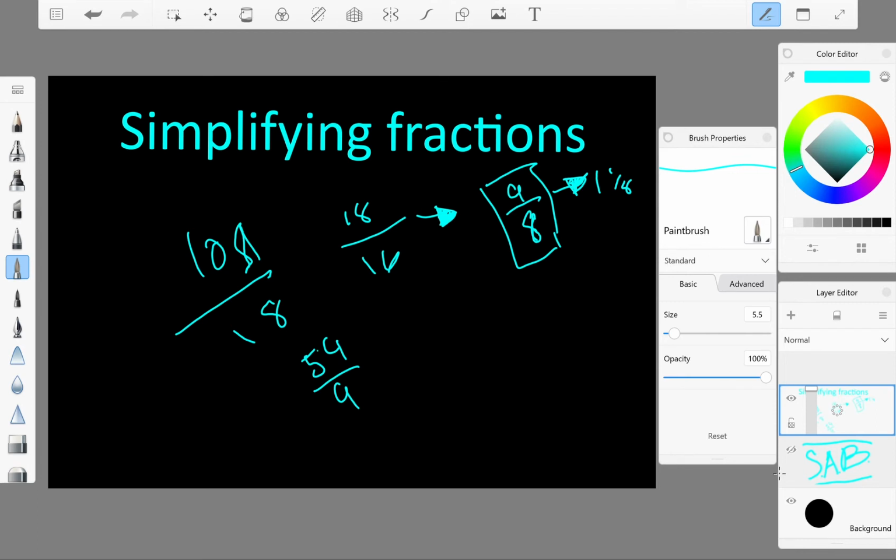Okay, hey guys, me contemplating life choices. Alright, so 54 divided by 9. So if we divide both by 3, we get a denominator of 3 and a numerator of 18. Divide both by 3, we get 6. Perfect. Okay, now I know 18 goes into 108 6 times. Alright, so that's how you'd basically simplify your fractions.